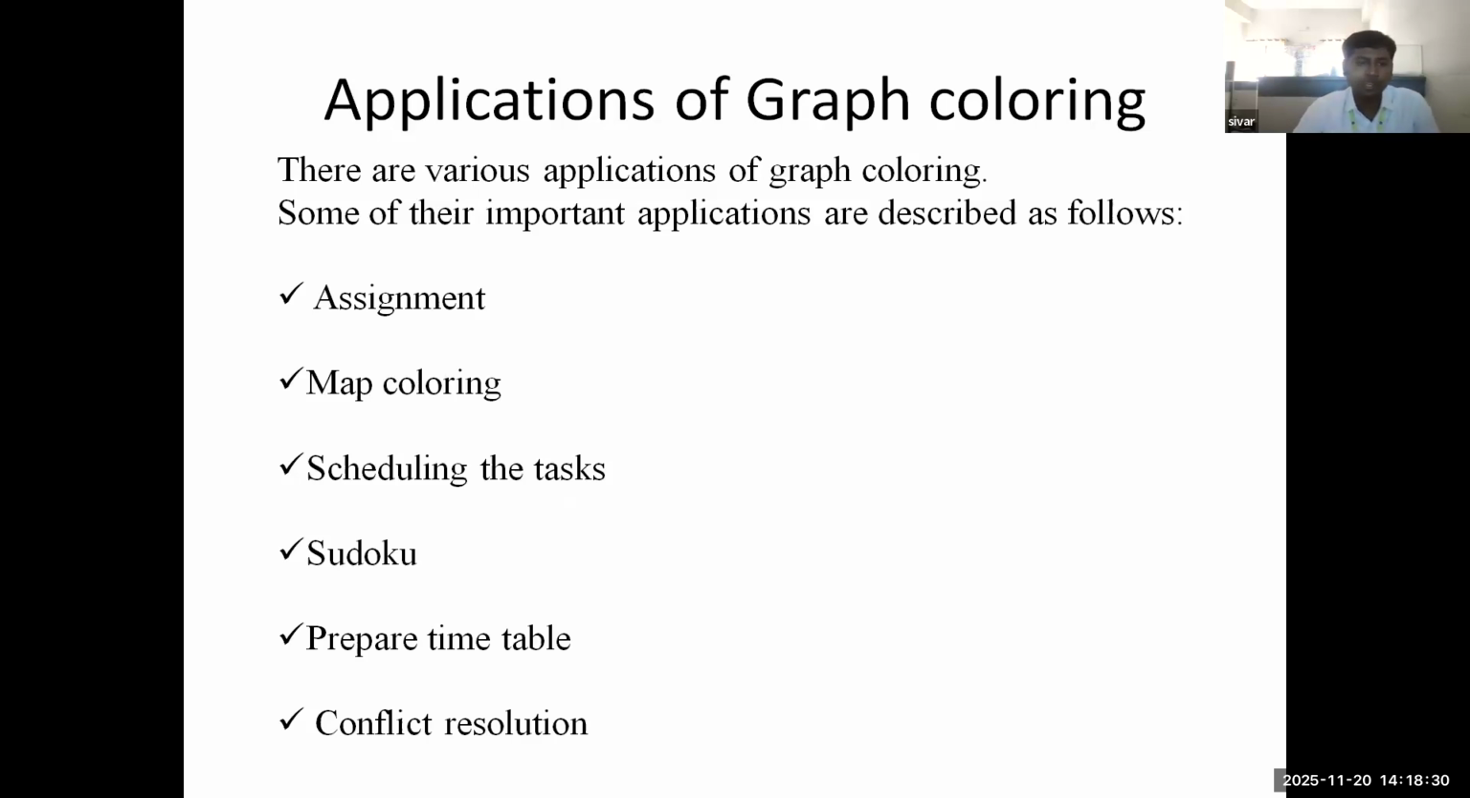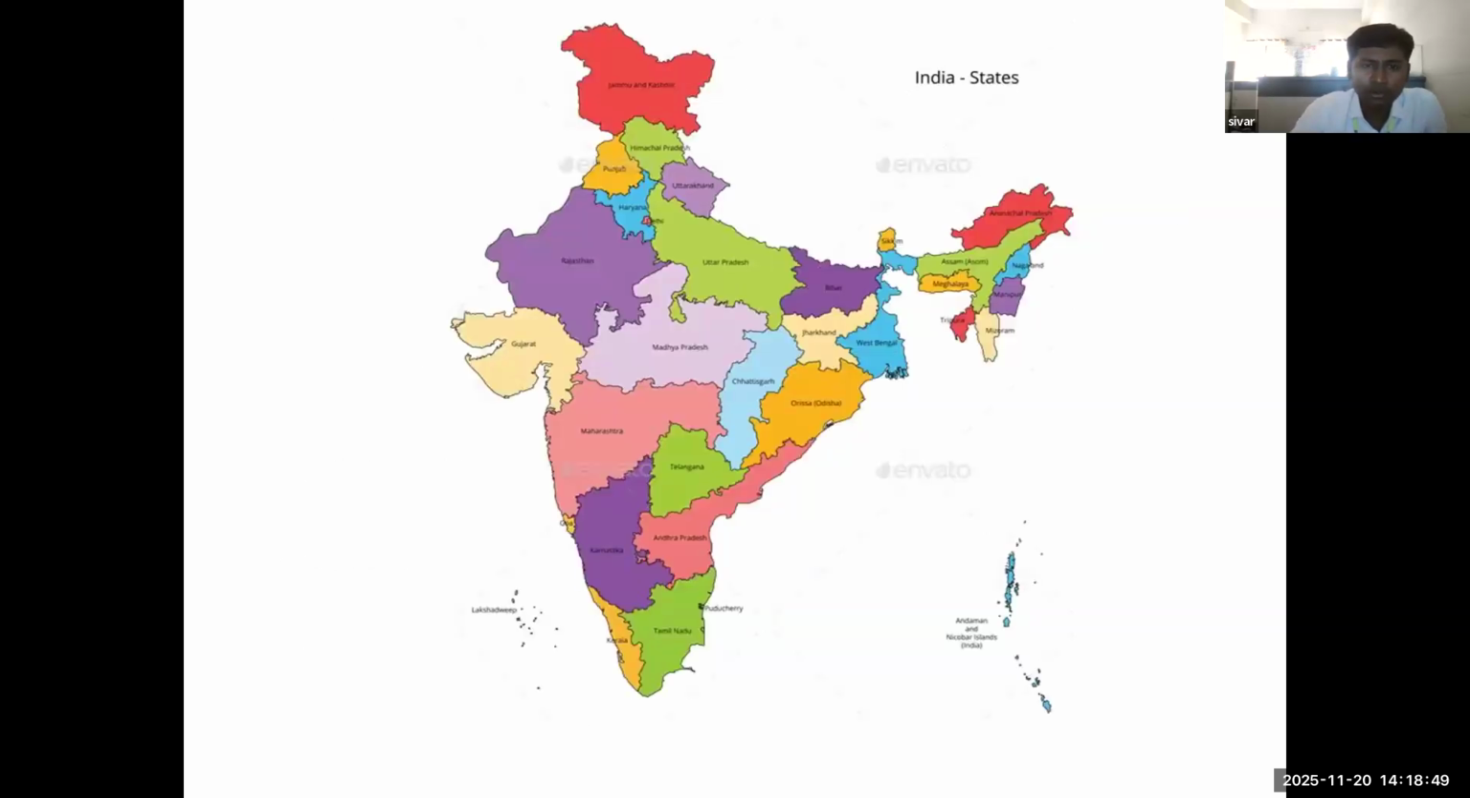Here, we are going to assign colors to vertices, but the condition is that no two adjacent vertices have the same color. You can see elaborately the different applications of graph coloring. The first one is map coloring.